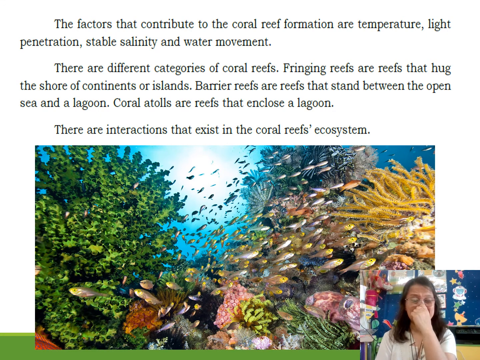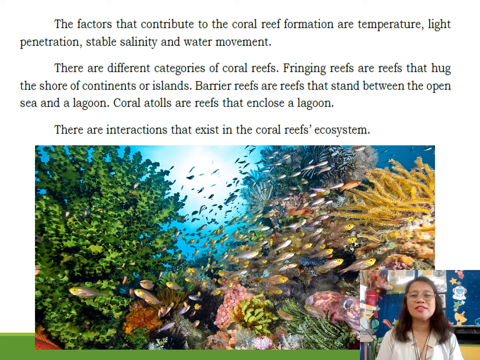Now, by the way, class, coral reefs are not found in the deep portion of the ocean. Coral reefs are only a few meters from the shore. It's not new to you, since you may have seen them near the shore.